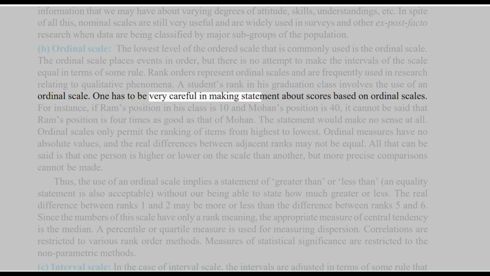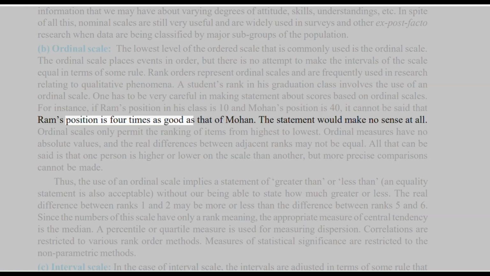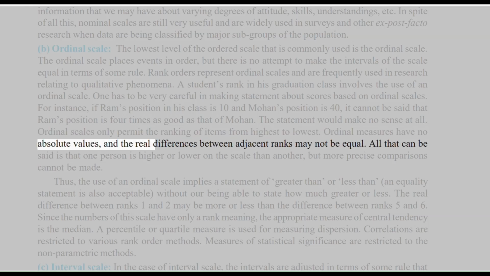One has to be very careful in making statements about scores based on ordinal scales. For instance, if Ram's position in his class is 10 and Mohan's position is 40, it cannot be said that Ram's position is 4 times as good as that of Mohan. The statement would make no sense at all. Ordinal scales only permit the ranking of items from highest to lowest. Ordinal measures have no absolute values, and the real differences between adjacent ranks may not be equal.